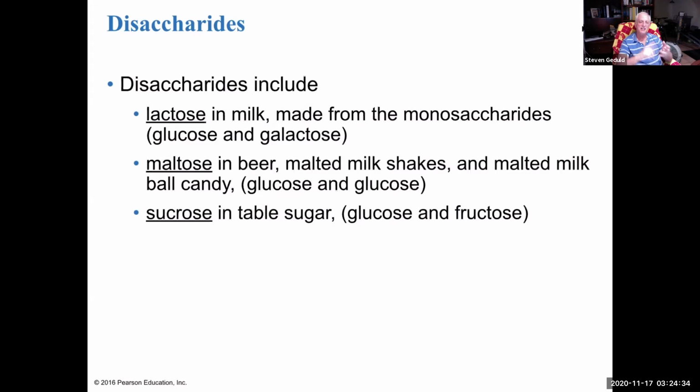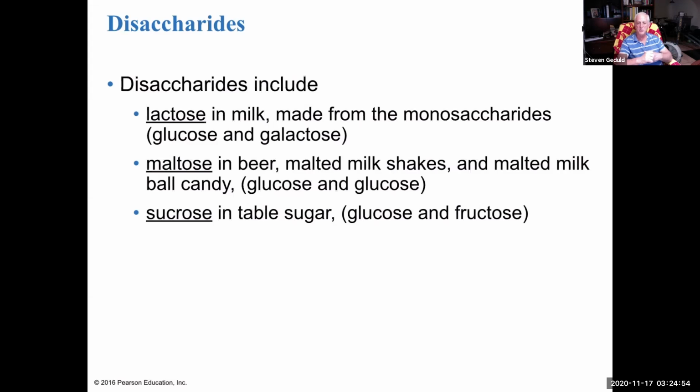Who knew, right? No, you don't. So beer has a lot of sugar in it. That's why you get beer bellies, because they don't break it down. It stores fat. So lactose is in milk. Maltose is in beer. Malted milkshakes, malted milk ball candy. That's glucose and that's two glucose molecules joined together.